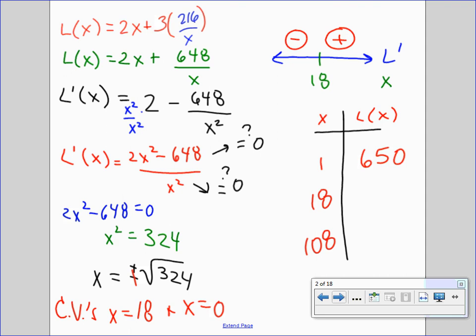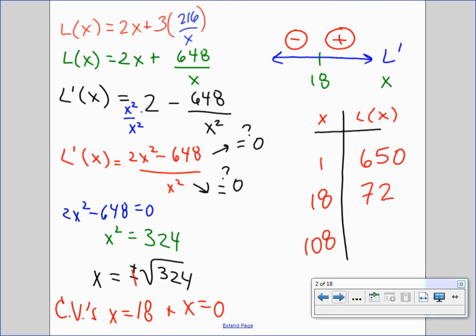18, okay, let's go ahead and do 18. And so 2 times 18, right, would be 36. And then 648 divided by 18 would be what? 36? Again, is that right? So 36 plus 36 is 72 meters, is that right?